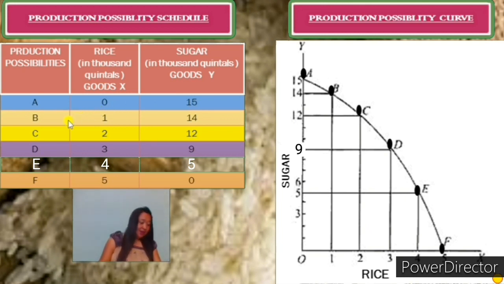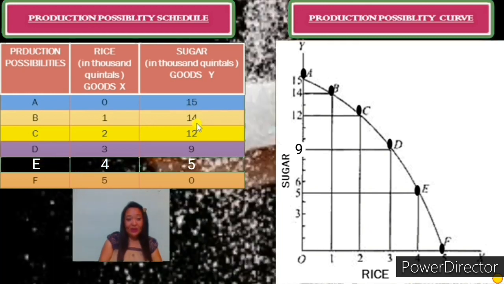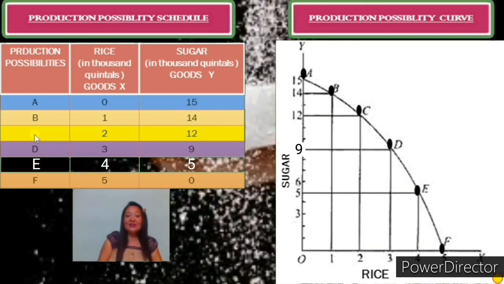Similarly, combination B shows that if you reduce a little bit of your production in sugar and allocate a little fund in the production of rice, then what happens? The production of rice will increase from 0 to 1, whereas the production of sugar will reduce from 15 to 14 units.